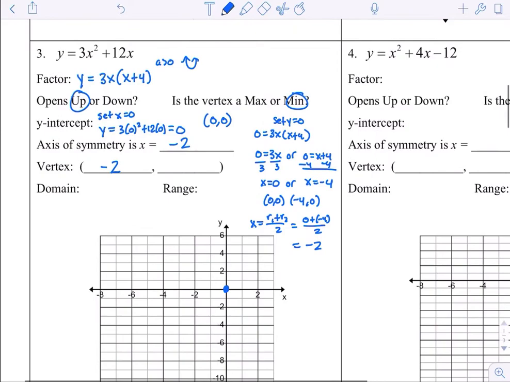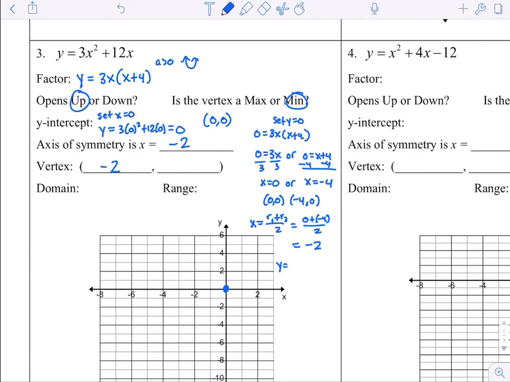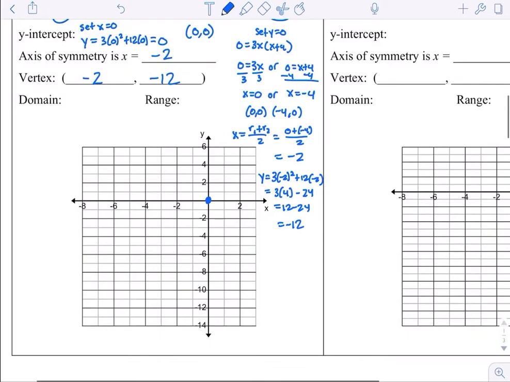Now let's solve for the y value of the vertex by plugging it in. So y is equal to, I'll just use the original, 3 times negative 2 squared plus 12 times negative 2. 3 times 4 minus 24. 12 minus 24, negative 12. So your vertex is going to be at (negative 2, negative 12).